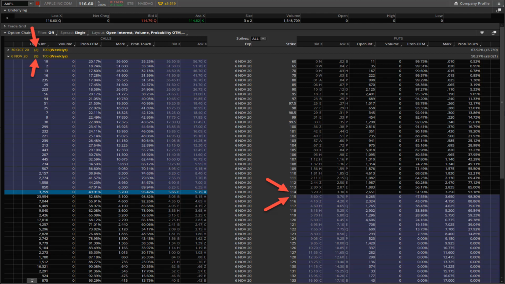Some people will trade shorter term, the nearest expiration. So the nearer the expiration, the lower the price of the contract. The further out the expiration, the more you pay for the options contract.